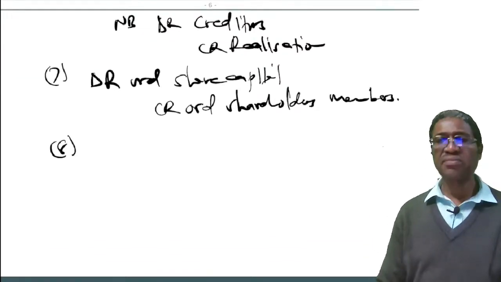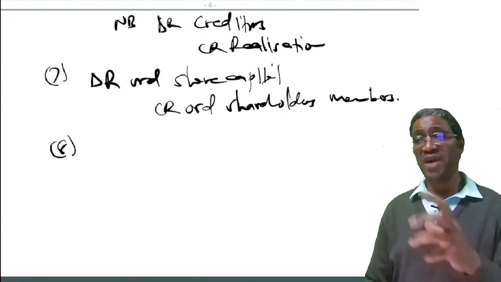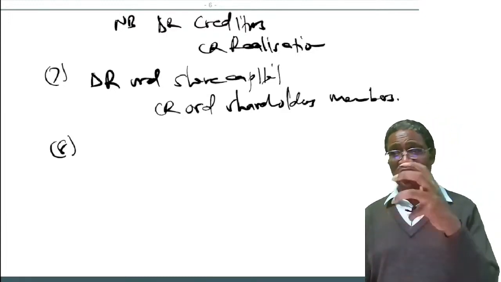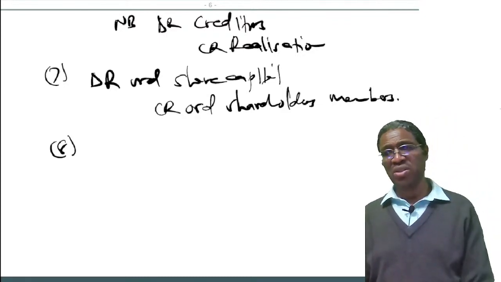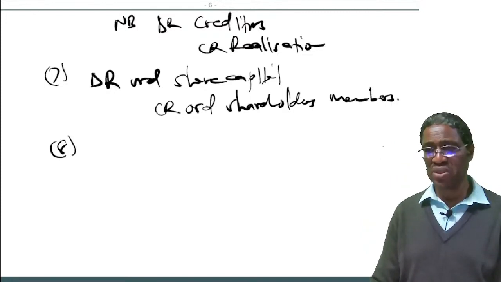Number 8. Transfer reserves. Transfer reserves to the ordinary shareholders members.